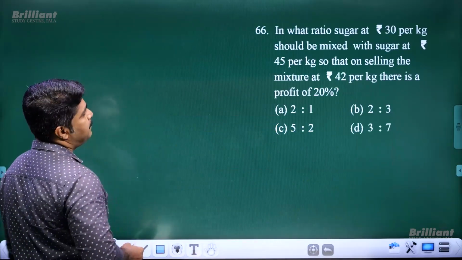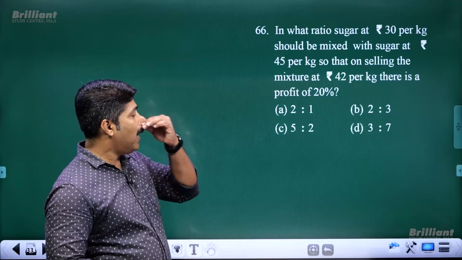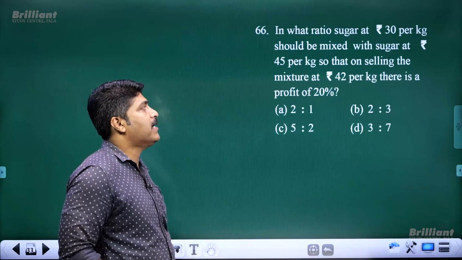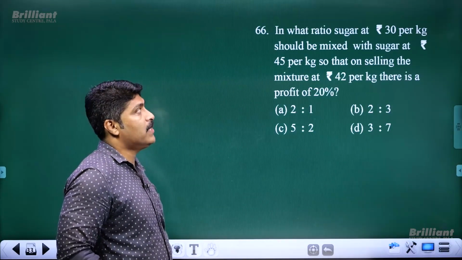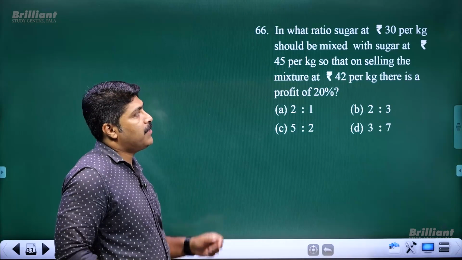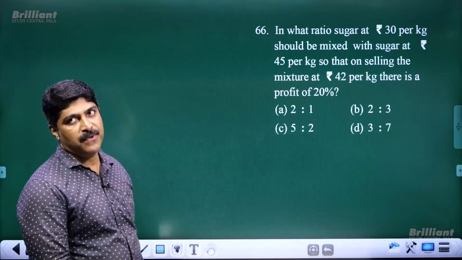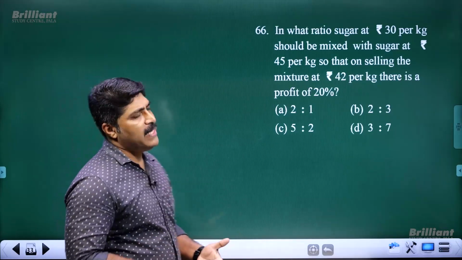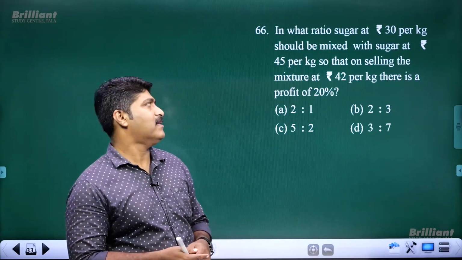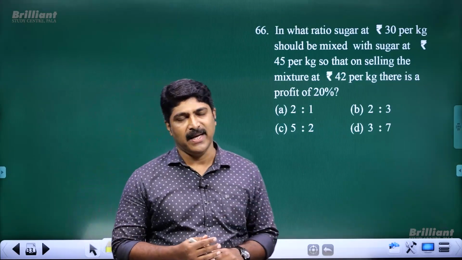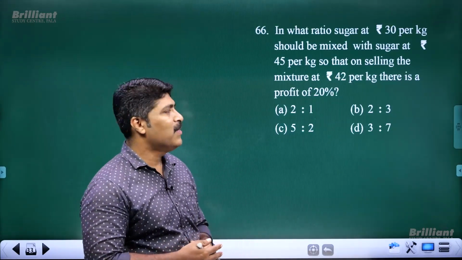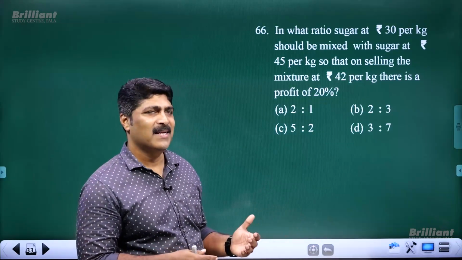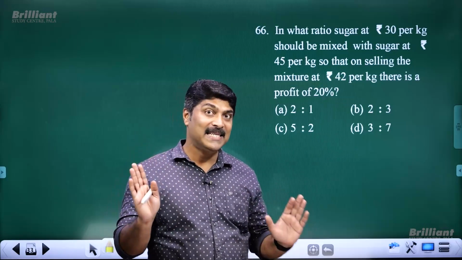Okay, here's the next question. In what ratio should sugar at 30 per kilogram be mixed with sugar at 45 per kilogram so that on selling the mixture at 42 per kilogram, there is a profit of 20%? So instead of considering the entire concept, I'll just give you the direct approach. We don't want to waste too much time thinking about the various approaches to this question. So directly you can apply the allegation method here.